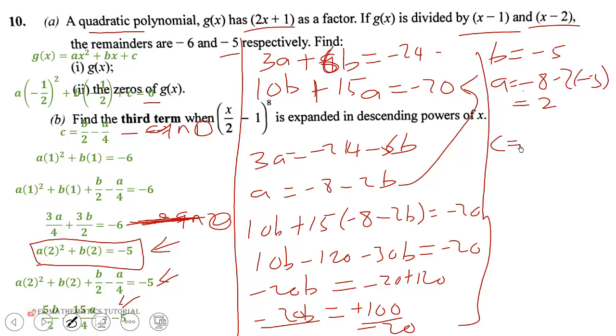Then c will be equal to b over 2, which is negative 5 over 2, minus a over 4, a is 2 over 4. So this will give us negative 12 over 4, and that will be equal to negative 3. Therefore, a is 2, b is negative 5, and c is negative 3.